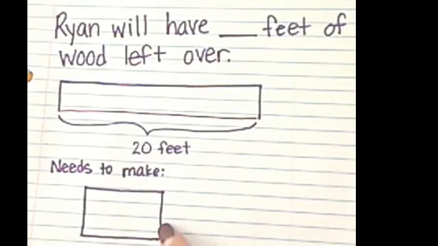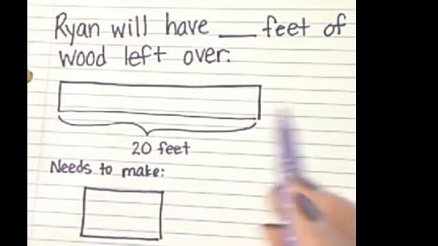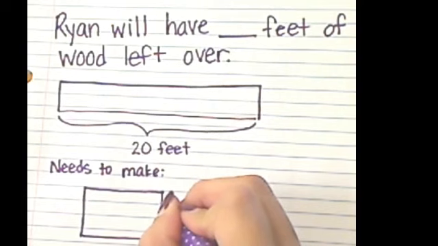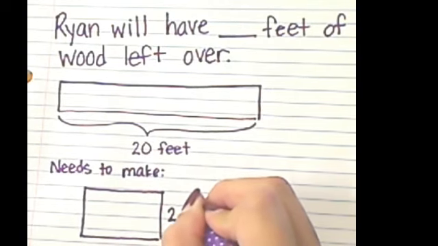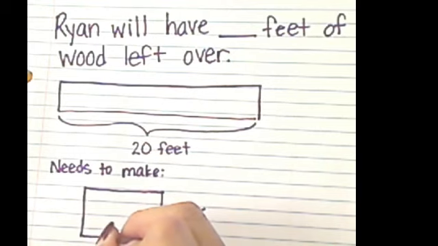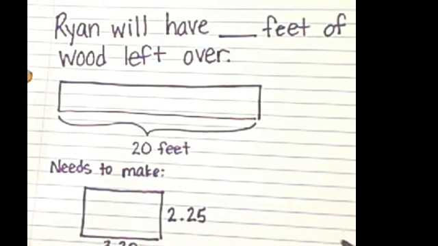Okay, well, let's look at the problem. It says that it measures 3 and 20 hundredths by 2 and 25 hundredths. So let's label the sides. This is the shorter side, 2 and 25 hundredths. This side is 3 and 20 hundredths feet.